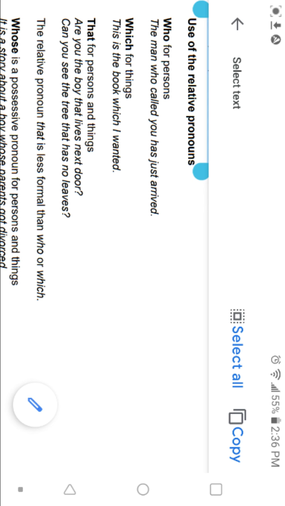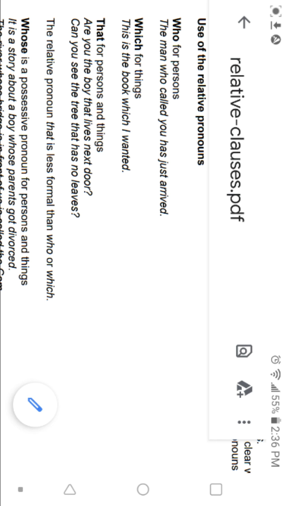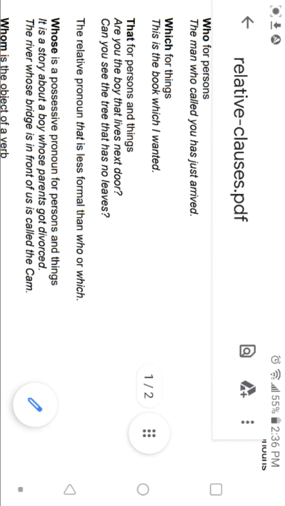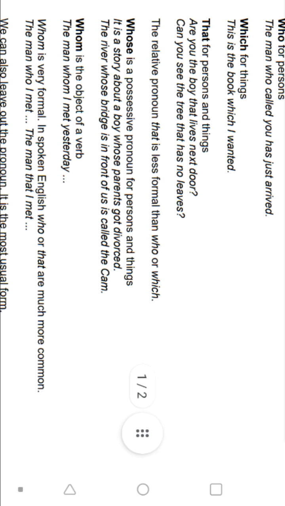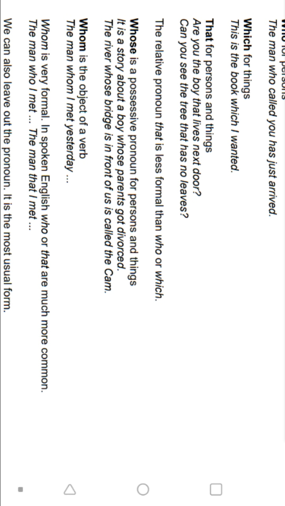For a subjective pronoun: who, which, that. Who is for persons: The man who called you has just arrived. Which is for things: This is the book which I wanted. That is for both things and persons: Are you the boy that lives next door? The relative pronoun that is less formal than who or which.